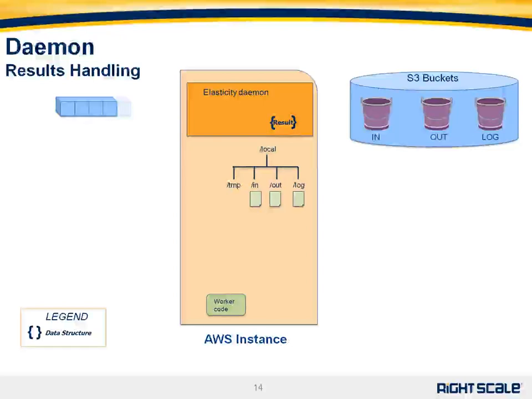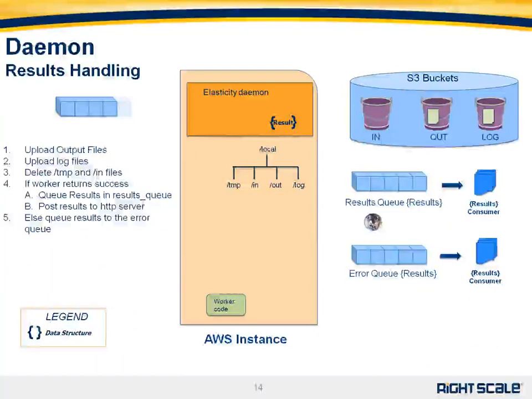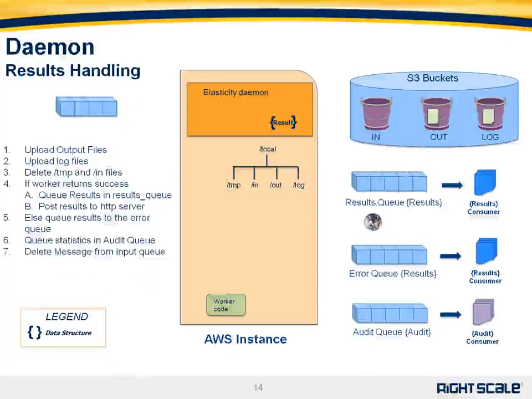So let's take a look at some of the automation procedures that RightScale delivers around this. First, the output and the log files are uploaded into the respective buckets in S3. Next, the temporary and input files are deleted. And then from there, RightScale is leveraging a series of pre-built results queues. So this is also an area where RightScale is automatically orchestrating the creation and management of a results queue, an error queue, and then an audit queue so that you can react accordingly based on the results of your job. The statistics are placed in the audit queue, and then of course the final step is deleting that message out of the input queue and thus completing your work.